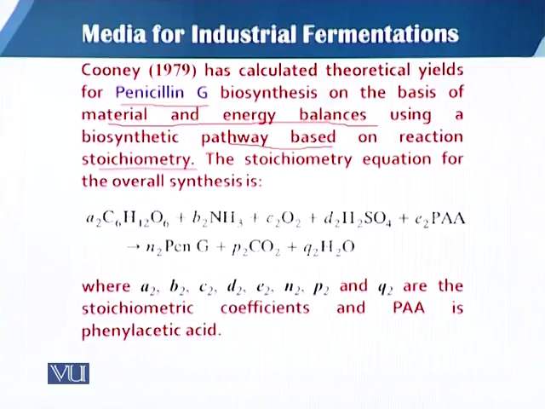The stoichiometric equation reported by Kone in 1979 has glucose, and in this whole equation you can see A2, B2, C2, D2, E2, N2, P2 and Q2. These are the different stoichiometric coefficients, and in this equation PAA is phenylacetic acid.